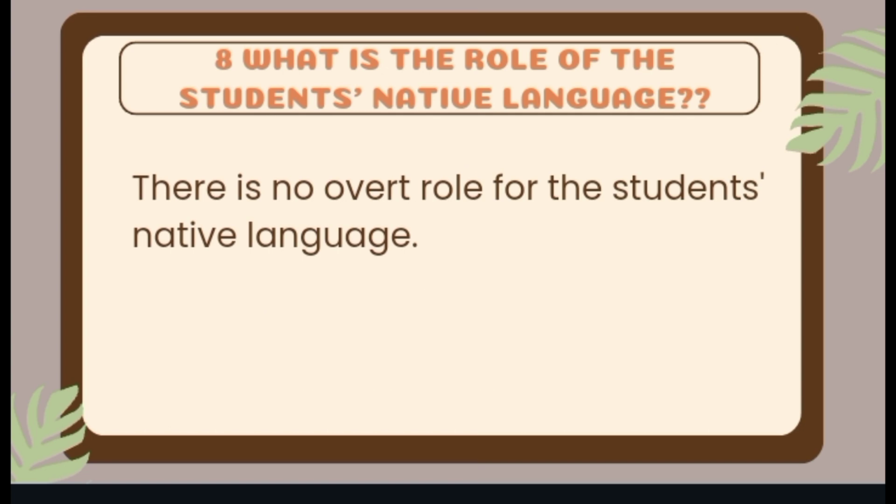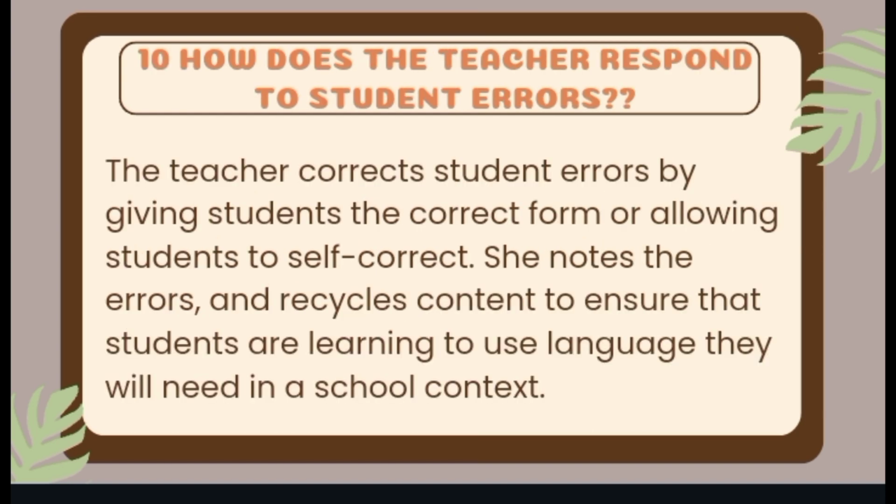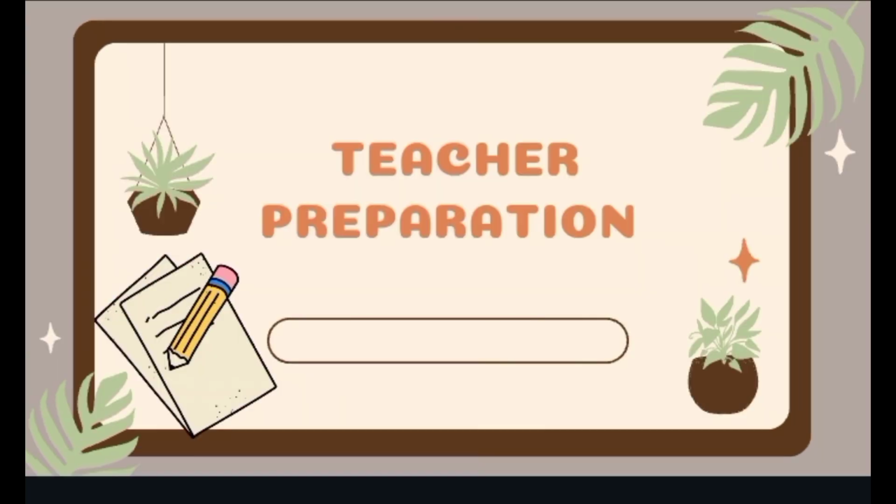What is the role of the student's native language? There is no overt role for the student's native language. How is evaluation accomplished? Students are evaluated on their knowledge of content and their language ability. How does the teacher respond to students' errors? The teacher corrects students' errors by giving students the correct form or allowing students to self-correct. She notes the errors and recycles content to ensure that students are learning to use language they will need in a school context.